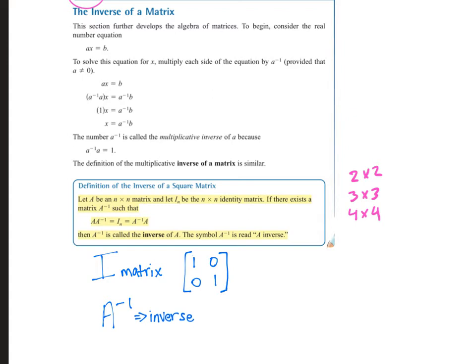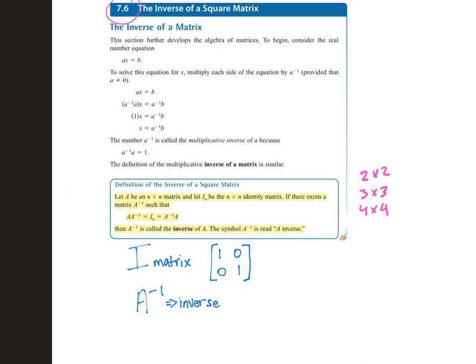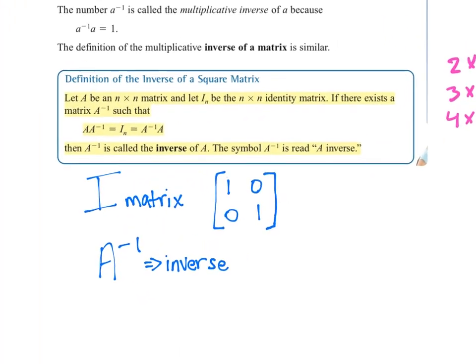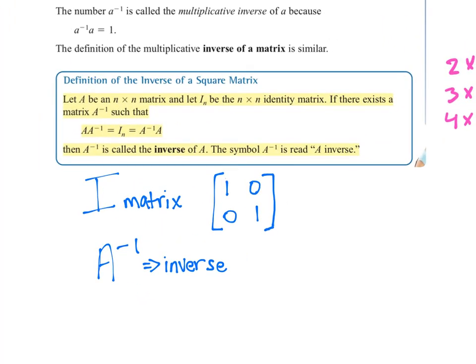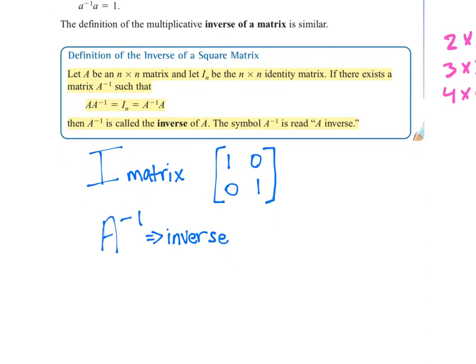For some of the problems we're going to have to prove that the matrices are inverses. Towards the end, we are going to find what the inverse is. The identity matrix looks like this, where we have a diagonal of 1s and a diagonal of 0s. We denote the inverse with the little -1 up top, so the inverse of A would have that little -1 up top.